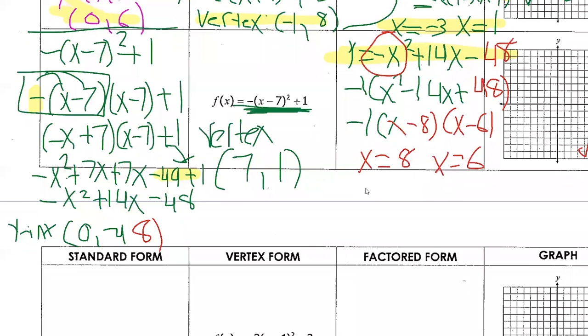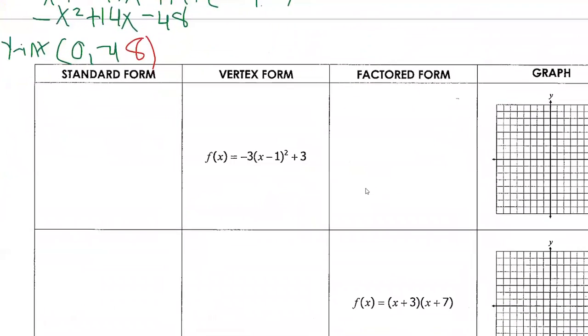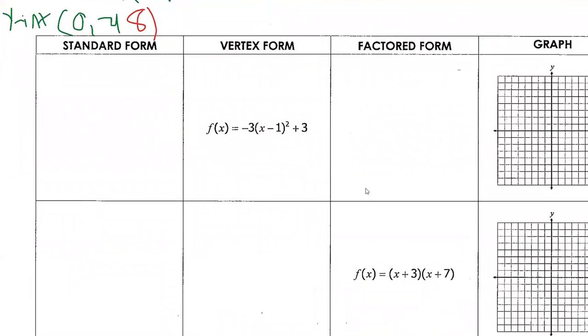I'll post that on our productive. So let's look at our next one. This one's pretty similar. They give us our vertex form. We don't know our standard form. We don't know our factors. The first thing you can do, if you want, is just write what your vertex is since they gave it to us.